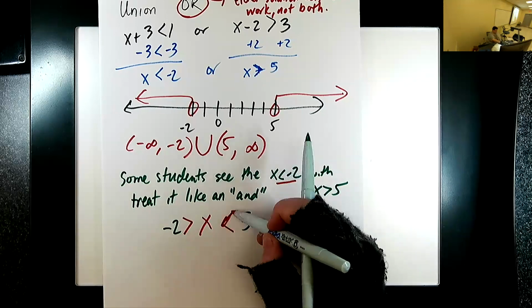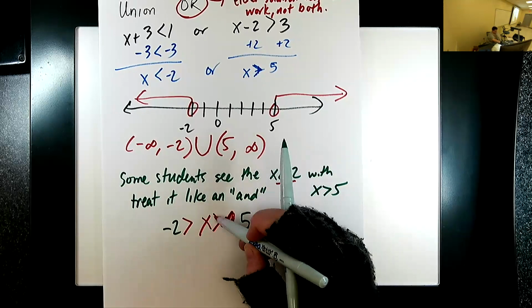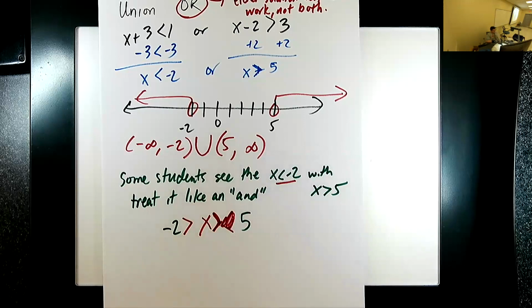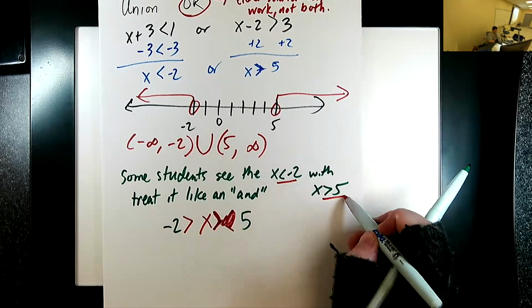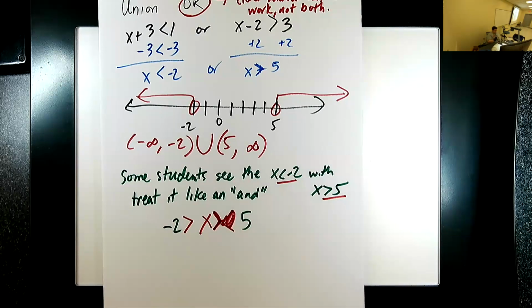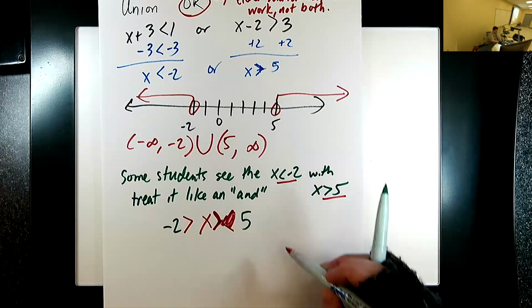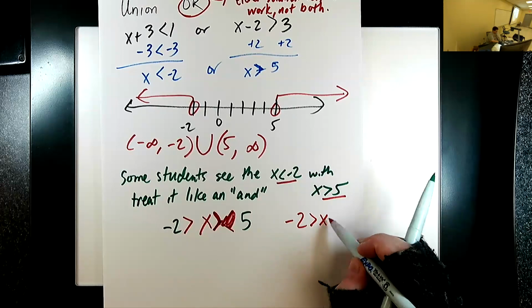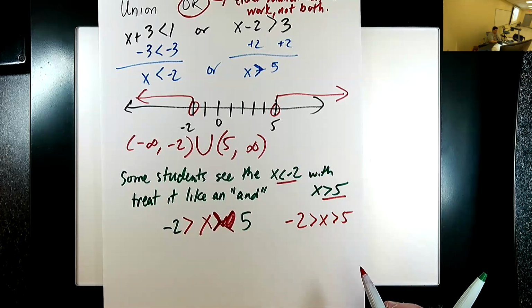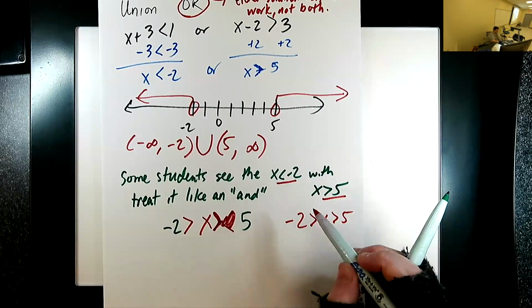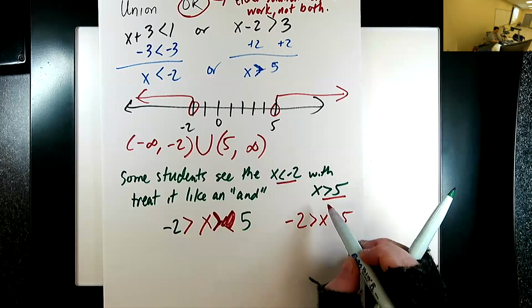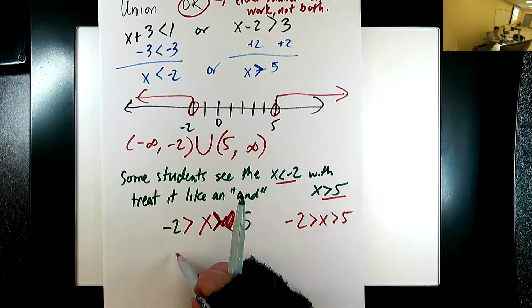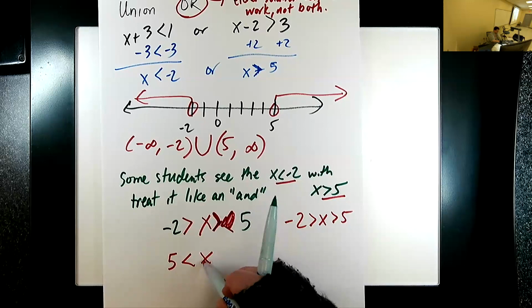Wait, I did that wrong. So the alligator is chasing the -2 and the alligator's going away from the 5. So they will have -2 is less than x, less than 5. Or they'll put it the other way around. If I wrote this the other way, they might write 5 is less than x, which is less than -2.